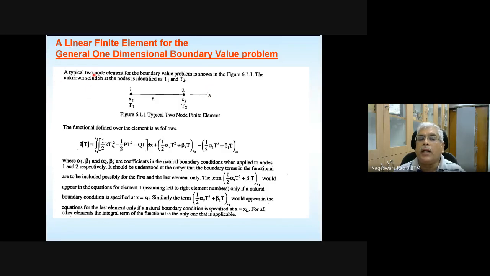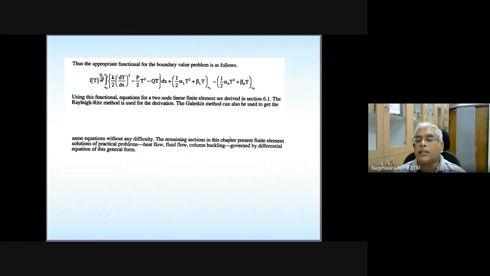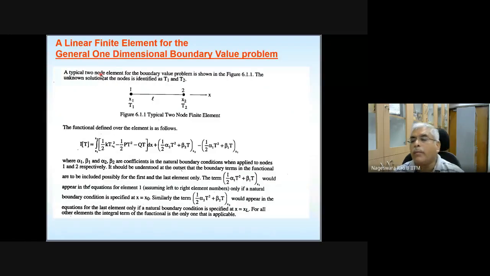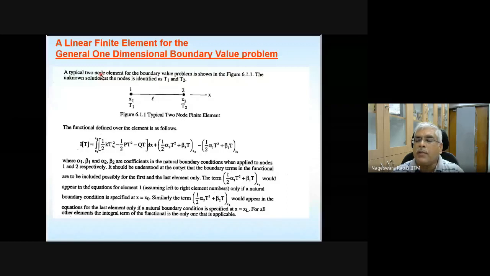Okay, a typical 2-node element for boundary value problem is shown here. The unknown solutions at nodes are identified as T1 and T2. And now we need to apply the corresponding finite element approximation, using this element into this here. So the functional is this one. x is equal to 0 to x is equal to L. But we are going to develop element equations for an element.